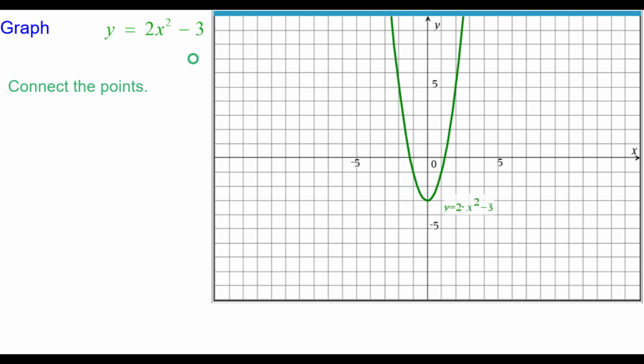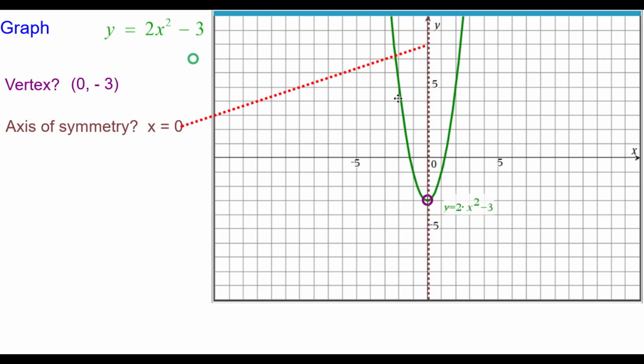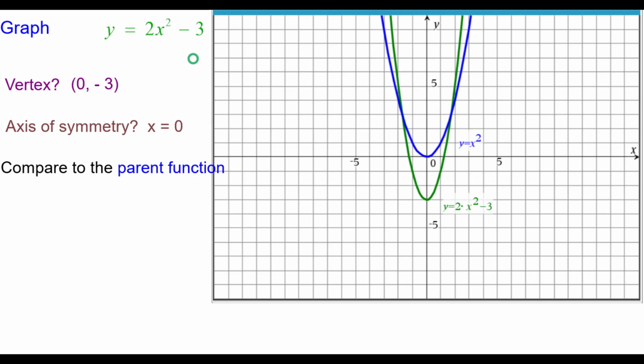Connect the points, and we get a narrow-looking parabola whose vertex is at the point 0, negative 3. And the axis of symmetry, the line by which the curve reflects about itself, is the line x equals 0, or the y-axis. Compare it to the parent function. Again, you can see that it shifted down and narrower than the parent function.